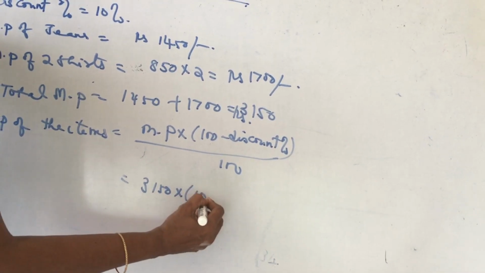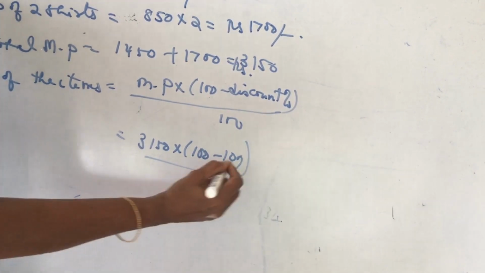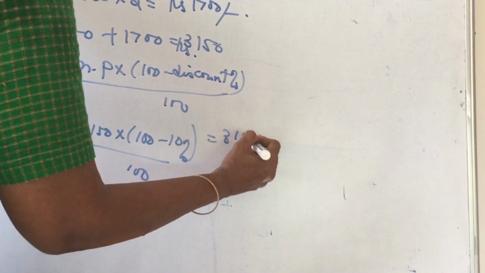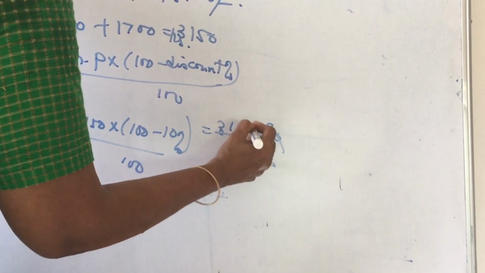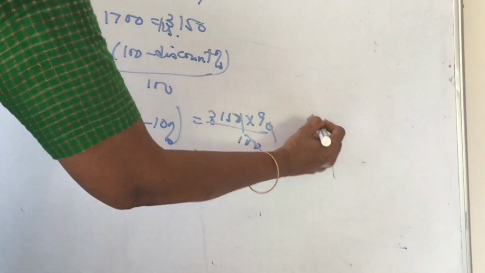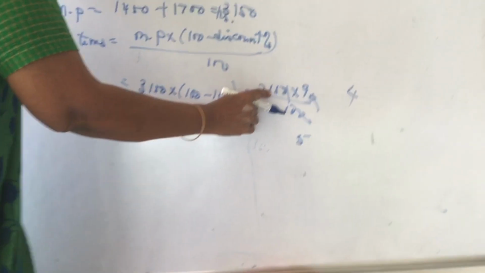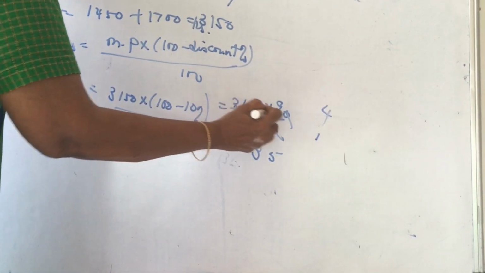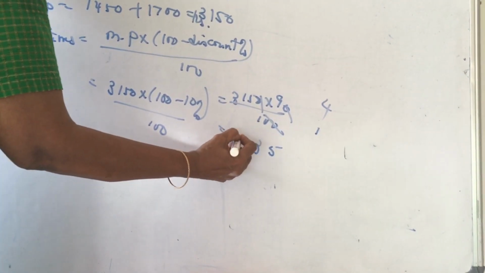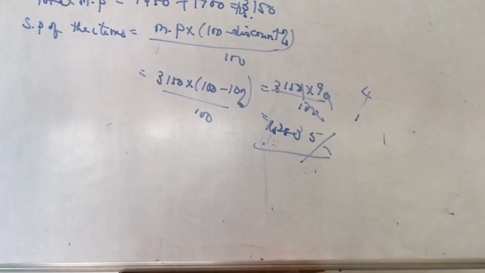3150 into 100 minus 10 divided by 100. 3150 into 90 by 100. Cancel your zeros, children. Multiply carefully. 9 5s are 45, carry 4. 9 1s are 9 plus 4, 13, carry 1. 9 3s are 27, 28 is the selling price of the two items.